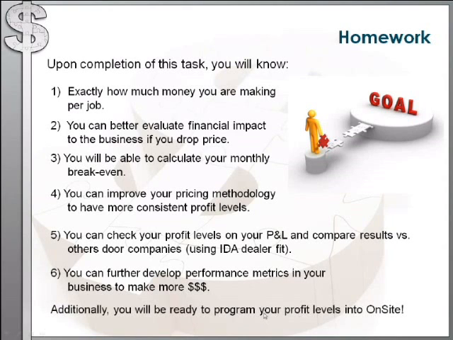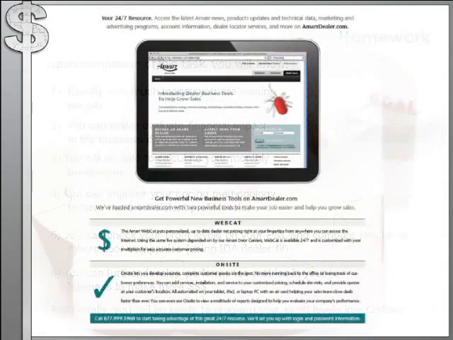Additionally, you'll be ready to program your profit levels into OnSite. Let me explain that a little bit. On October 3rd, 2011, AMAR launched its new internet software program designed specifically to help AMAR dealers grow their business. The program is called OnSite. Essentially, there are three main features within OnSite: a site scheduler, a quoting system, and a reporting component. The work that we've done today in teaching you about gross margin analysis will complement and help you when setting up your OnSite program. I would suggest if you are new to this or have not heard of OnSite, contact your AMAR sales manager. This is going to be a great tool to help you in managing and building your business.